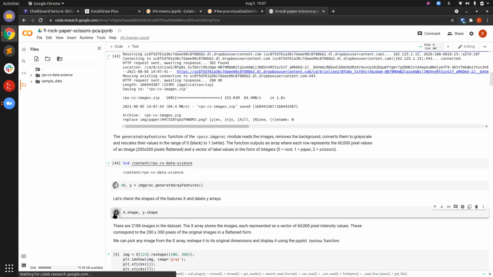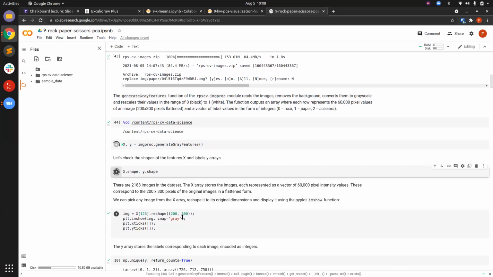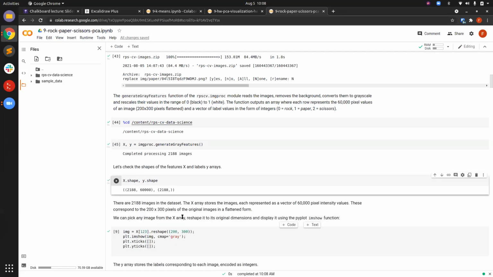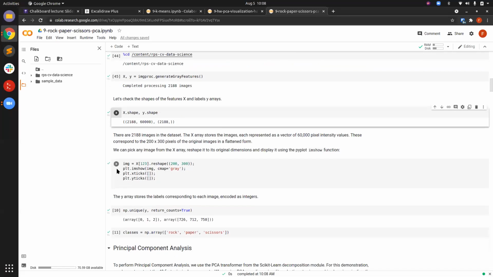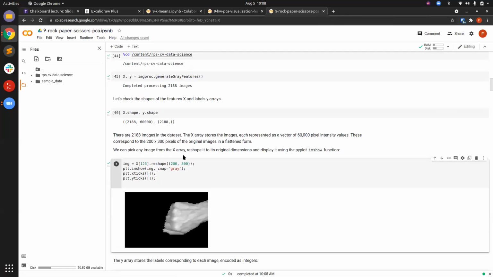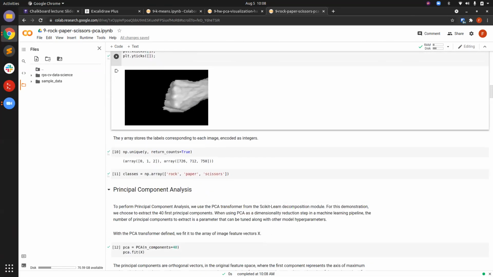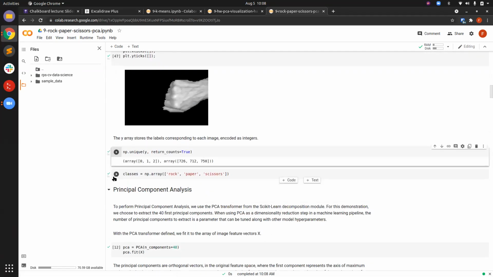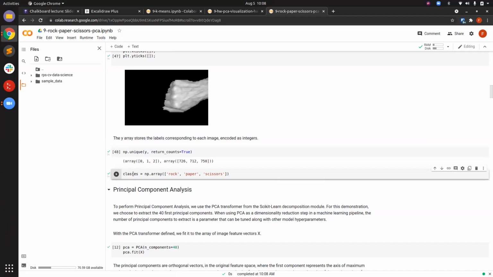Now we're going to work with a slightly different version of the data. With this version, we've done some image pre-processing so that we remove the white background from each image, and we've also converted it to grayscale. So now our images look something like this. They're 200 by 300 pixels with the background removed, converted to grayscale. And then we have a label that represents whether it's rock, paper, or scissors.